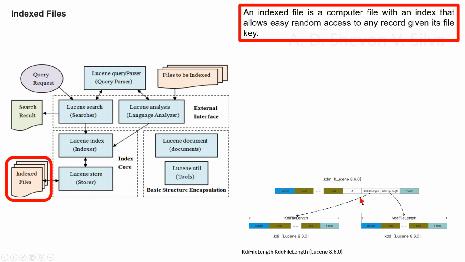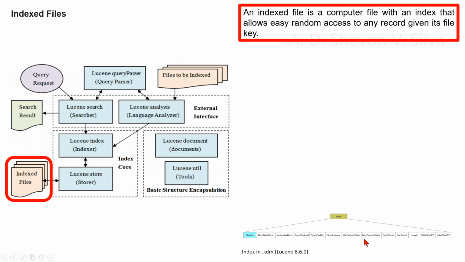Here you can see the .kdm file. It consists of a header and fields, and -1, KDI file length, KDD file length, and footer. Here the KDI file length is connected to the file length of the .kdi file, with header, fields, and footer. The KDD file length is connected to the file length of the .kdd file, with header, fields, and footer.